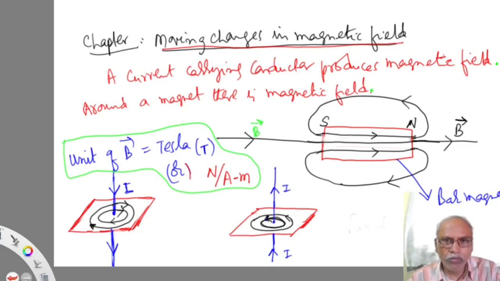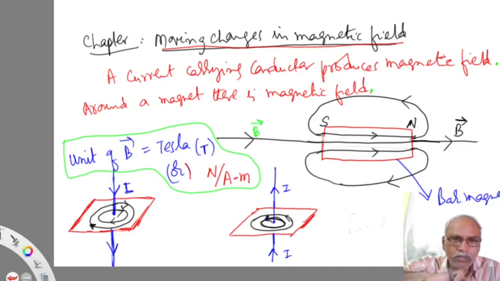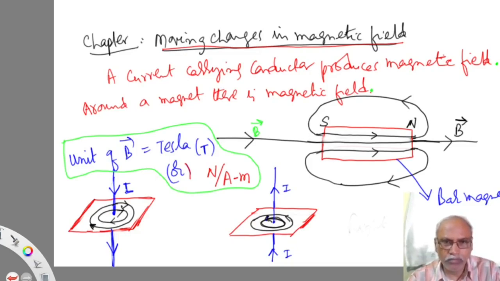If current is going upward in a straight conductor, around the straight conductor a magnetic field is produced. Magnetic lines are concentric circles around a straight conductor. If current is going in the upward direction, then the magnetic lines around the conductor are in anti-clockwise direction. If current is going in a downward direction, then magnetic lines are in clockwise direction. And if you want the magnetic field at any point, you have to draw a tangent at that point on the circle. That gives the direction of magnetic field at that point.